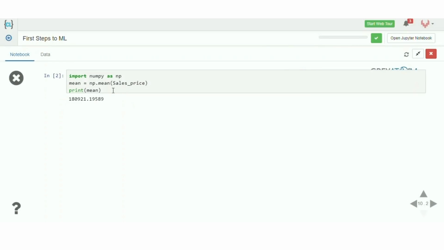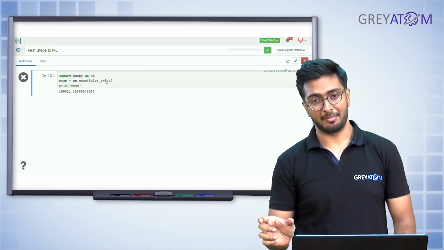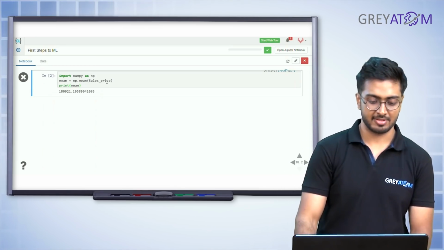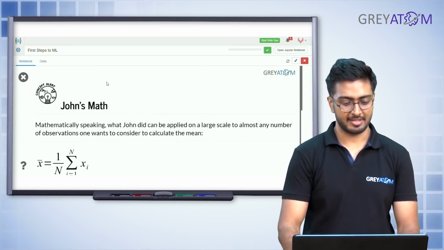So this is how you calculate this. You first import numpy as np, and then you do np.mean of the sales price. Remember, sales price is a column of that data frame, right? So we had read the data frame, and sales price was the column that we have used. So that comes out to be 189021.